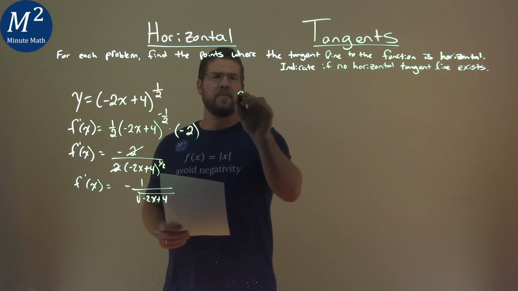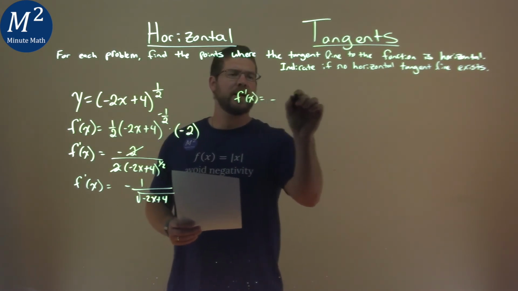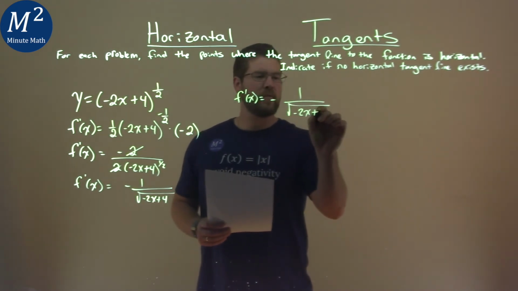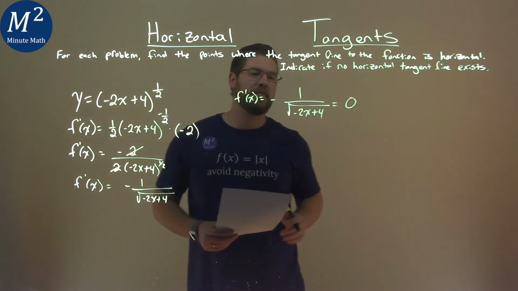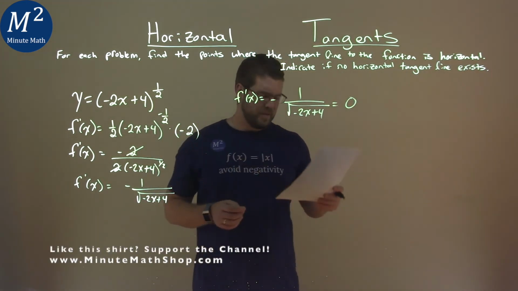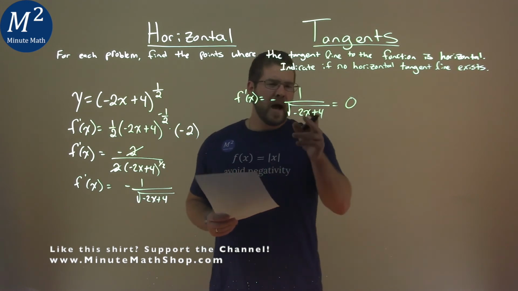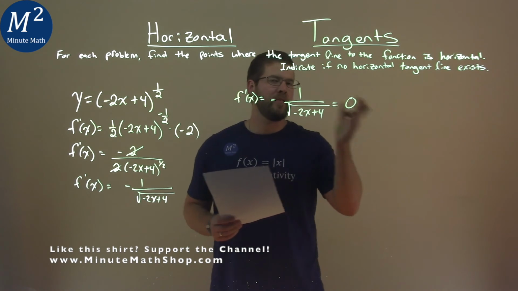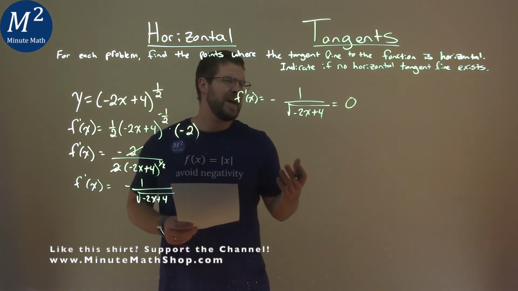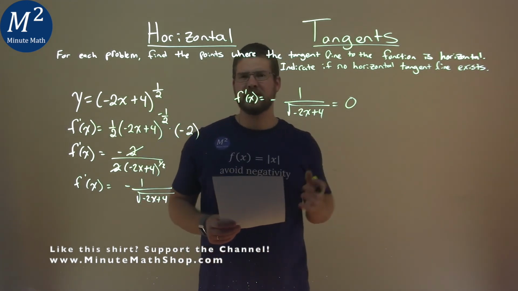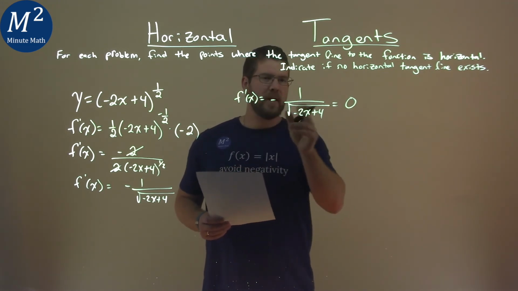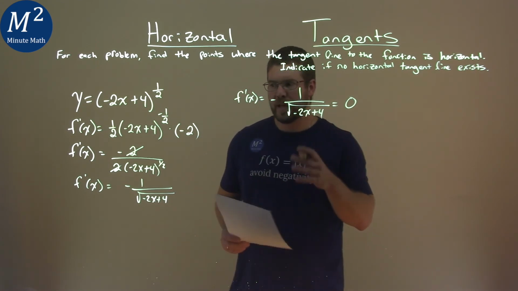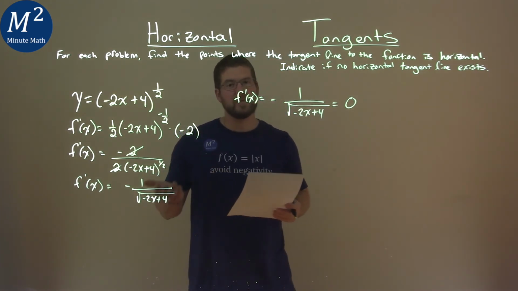So we take f prime of x, which is negative 1 over the square root of negative 2x plus 4, and it's equal to 0. We're trying to find when it happens. Well, here's the tricky part. Our denominator can't equal 0, because if the denominator equals 0, we're dividing by 0, it's undefined. And there's nothing else that would cause this to equal 0, because the numerator can't equal 0, there's no variable there. So we actually don't have a place where our derivative is equal to 0.